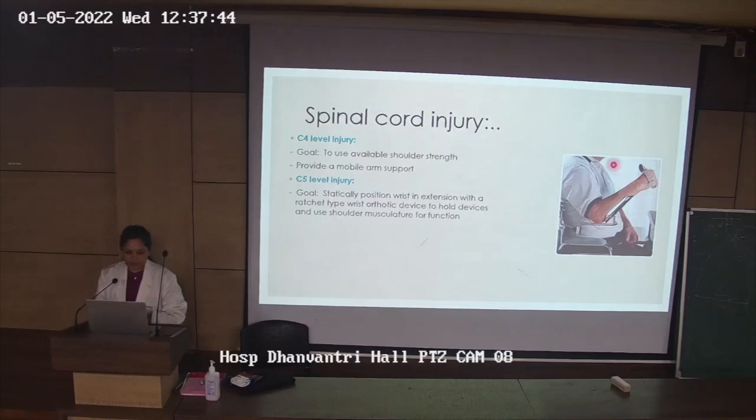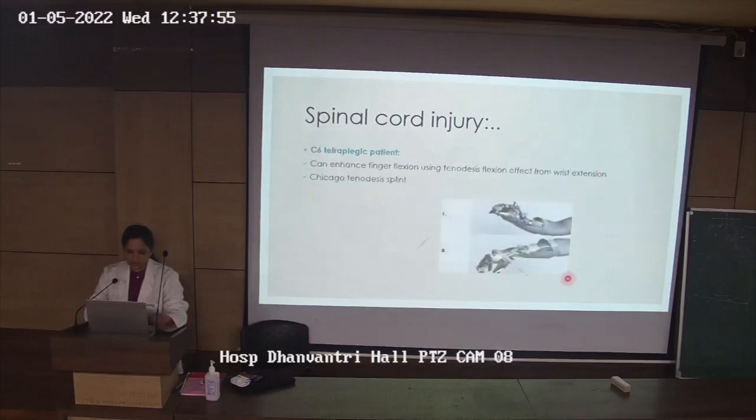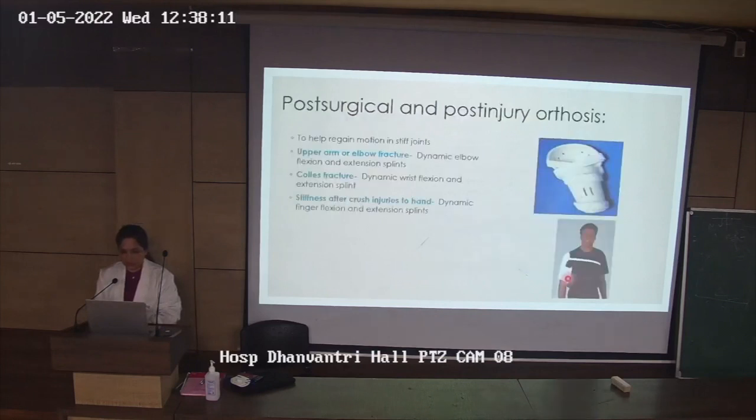In C5 level injury, statically position the wrist in extension with a ratchet type wrist orthotic device to hold the device and use shoulder musculature for function. In a C6 tetraplegic patient, we can enhance finger flexion using tenodesis flexion, which comes from the wrist extension. This is an example of a tenodesis splint which can be given to patients who have suffered C6 level tetraplegia. Then there are post-surgical or post-injury orthoses to help regain motion in stiff joints.